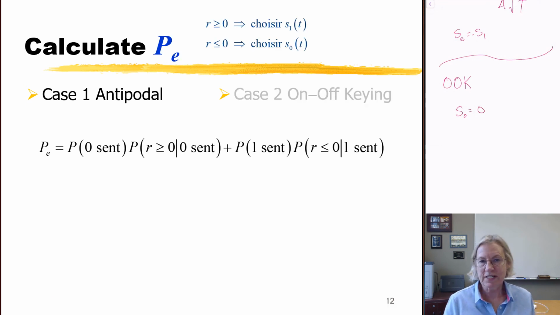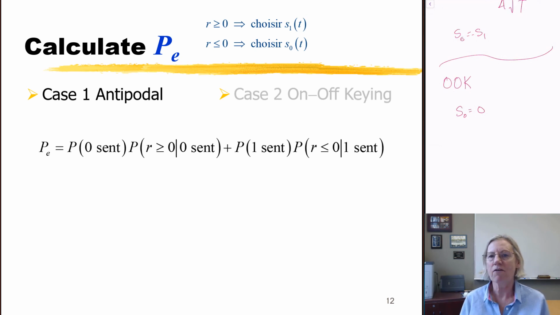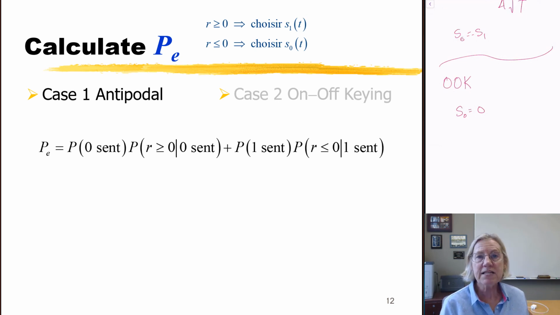Now we get on to the interesting part. Now we're going to calculate the bit error rate for each one of these modulations. So intuitively, I think that I'm going to get better performance for antipodal, but I'd like to know how much better. How can I quantify that? So now it's time to calculate the probability of error.